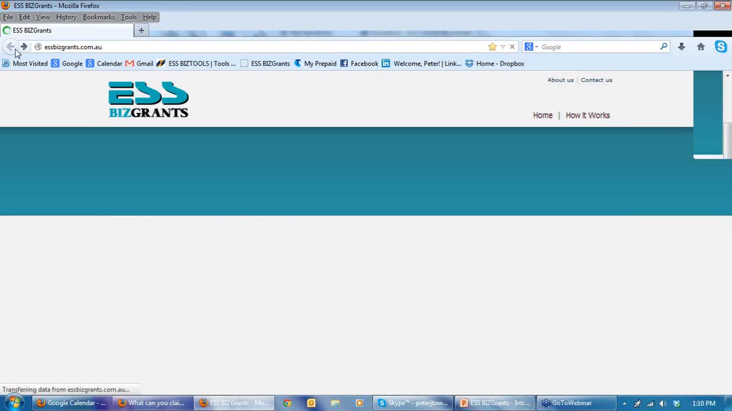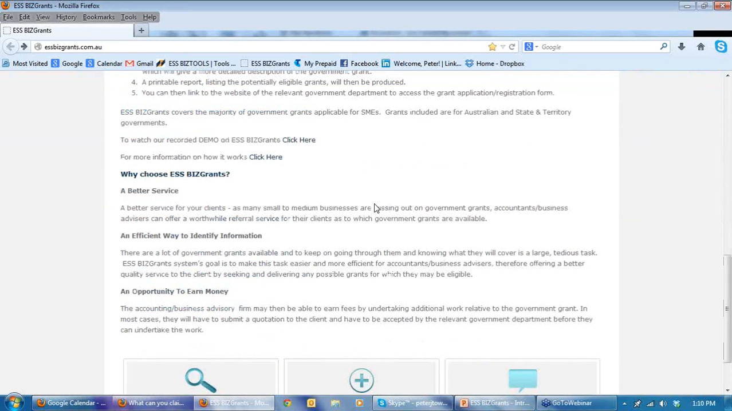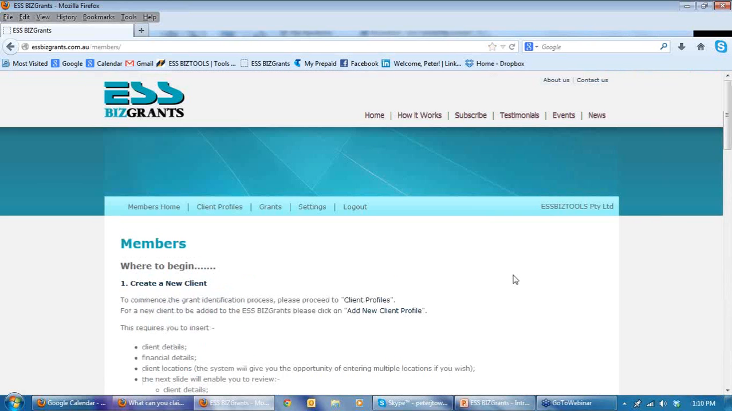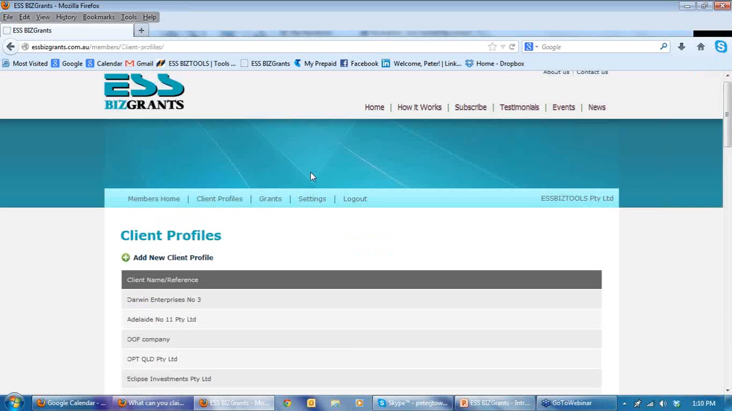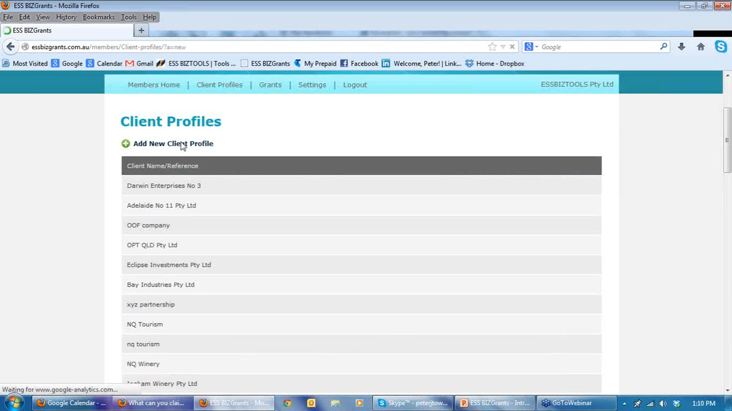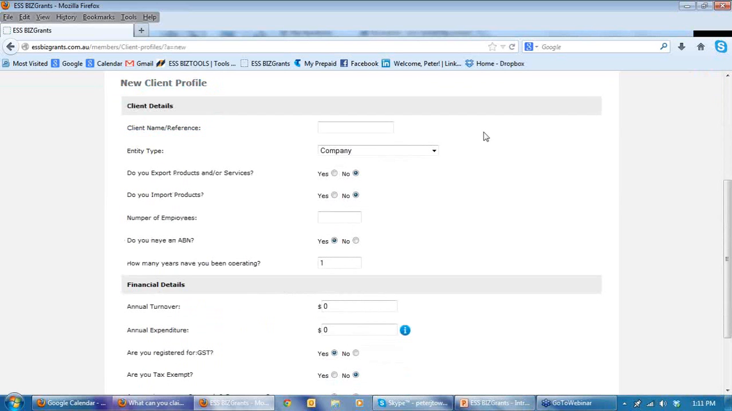But what we're going to do is start a search. So we've already logged on. We are now within the site proper. And the first thing we want to have a look at is client profiles. This is obviously a blank profile that you would complete. You can insert a reference number if you like rather than the client's name, because we are using cloud technology, and our strong recommendation is leave the data in the system.